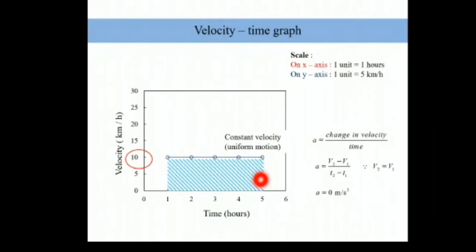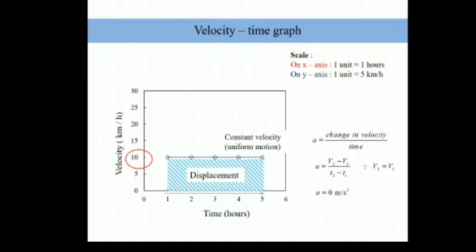So 5 minus 1 will be 4. The length of the rectangle is 4 and the height of the rectangle here is from 0 to 10. If we multiply the length and breadth of this rectangle, we will get displacement. So just by looking at the graph, we can calculate the displacement. So this is the first example of a graph.